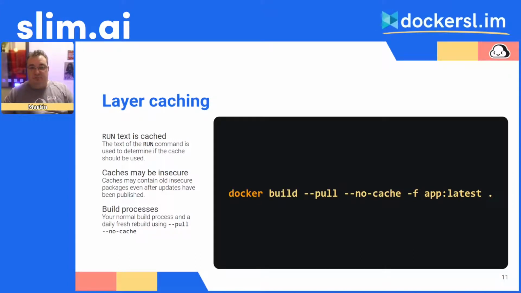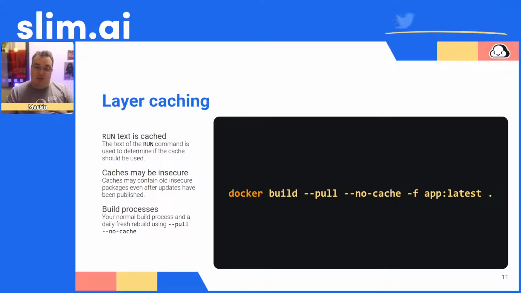Right then. --pull always pulls the latest version of the base Docker image instead of using the locally cached one. And --no-cache ensures that all additional layers in the Dockerfile get rebuilt from scratch instead of relying on the layer cache. If you use those two arguments together, the new image will always have the latest system level packages and security updates.